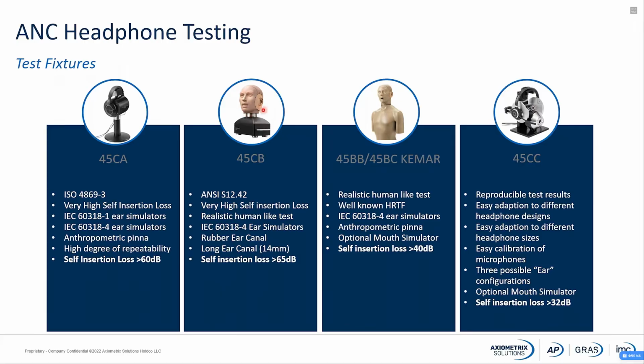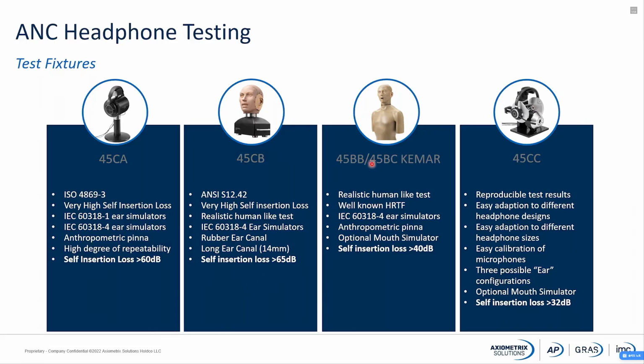Then we have the 45CV, which is based on the 45CA, but it has this human-like shape in the head. We also have different types of pinna. This is a test fixture made according to this ANSI standard. It also has, just like the 45CA, very high self-insertion loss. It has a very long ear canal because it was originally made for testing earmuffs or earplugs, but mostly for situations with impulsive noise, such as in construction environments or for the military, for example. So this is another popular test fixture.